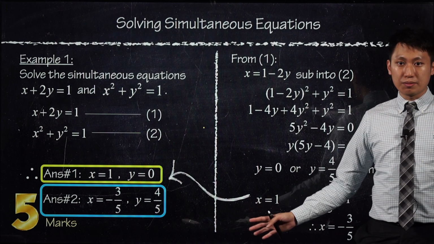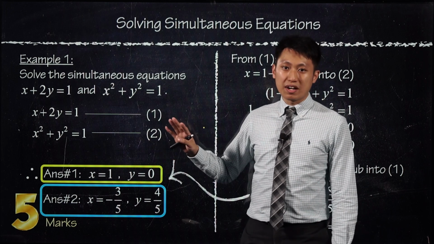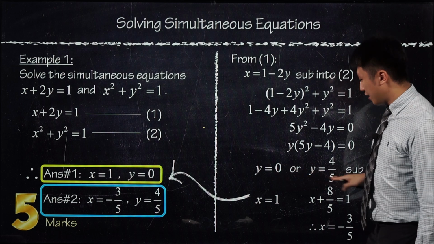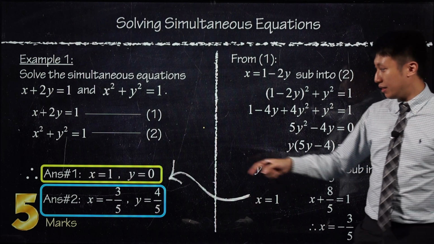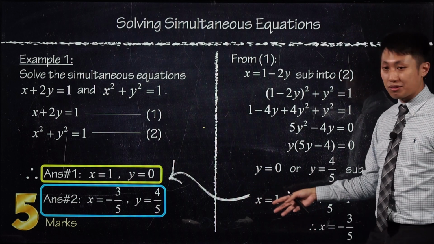Okay, so that's simple. Remember the steps. Write down the equations. Let one of the variables stay on one side and sub into the second one. Solve for it, and don't forget to sub it back to get the other variable. You have 2 answers if you have a square. Sometimes you only have 1, sometimes you have 2 and so on.